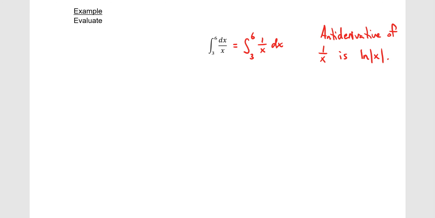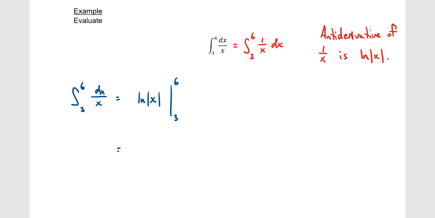And also remember, thinking back to antiderivatives, we need to have these absolute value bars because 1 over x can be negative. However, ln of x cannot be negative. X has to be positive, so we ensure that it's positive by putting absolute value bars around the x. So we just found that the integral from 3 to 6 of dx over x equals the ln of the absolute value of x evaluated from 3 to 6.